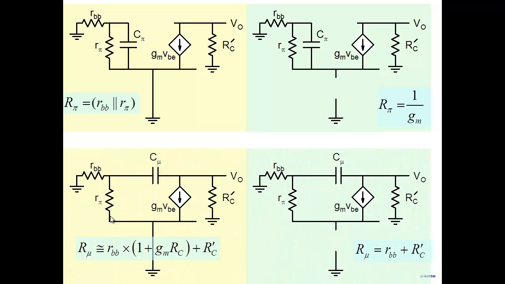Compare the resistance seen by CMU. Here it sees RBB times 1 plus GM RC dash. Note that RBB is getting multiplied here. And the resistance seen by CMU is simply RBB plus RC dash. So what is really happening is when you put a very large resistance in the small signal model between the emitter and ground, the resistances seen by CPI and the resistance seen by CMU become very small.